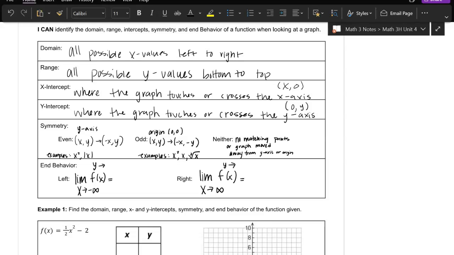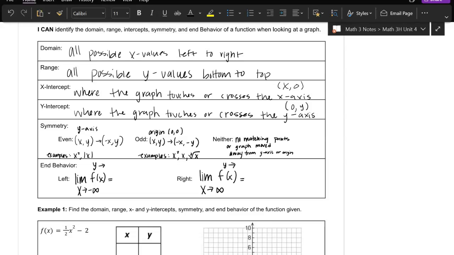Next is our odd symmetry, which is our origin symmetry at (0, 0). And that means if you have (x, y), and you put in a negative x, you'll get the same y, but it changes sign, so it'd be a negative y. Examples of that would be x to the third, x, and cube root of x.